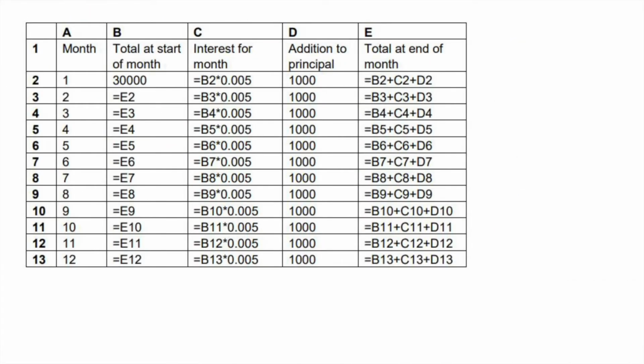Okay, so in this spreadsheet, which we should have drawn out, we have a few things going on. So first off, we have 5 columns. We have month, the total at the start of the month, the interest for the month, and the addition to principal. And we have the total, basically all the money we would have at the end of the month after interest and all of that in column E. Now next, we basically have 12 rows right here. The first row is just the categories and the rest represent each month.